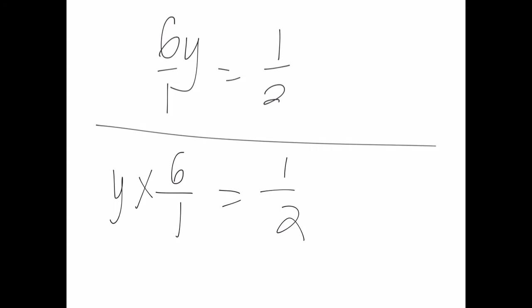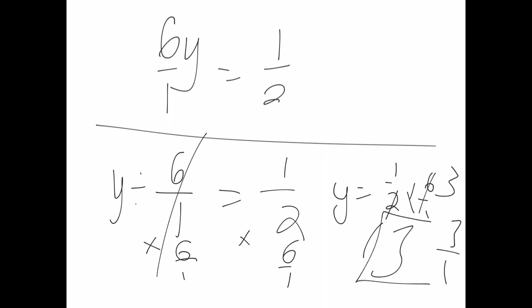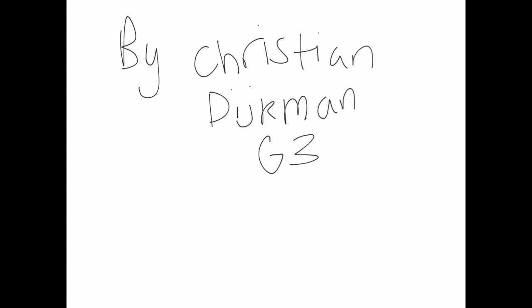You would divide. So make that a division sign, and then the opposite of division is multiplication. So you would have to multiply by 6/1. Cross this out because it's the same thing. So now you're going to do y equals 1/2 times 6/1. So for this problem, you're going to cross out that, and it's going to be 3/1, and your final answer is going to be 3. So y equals 3.